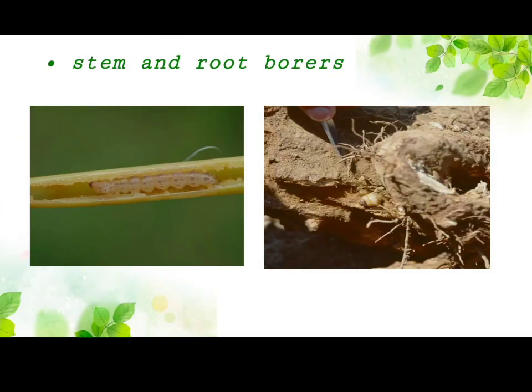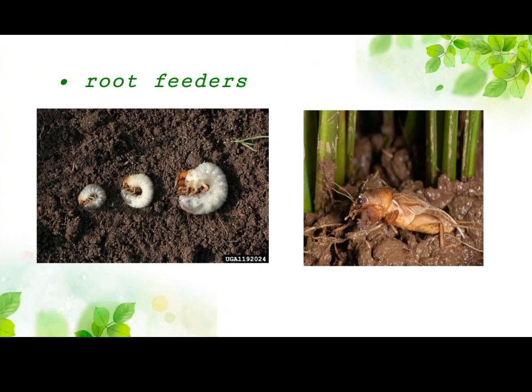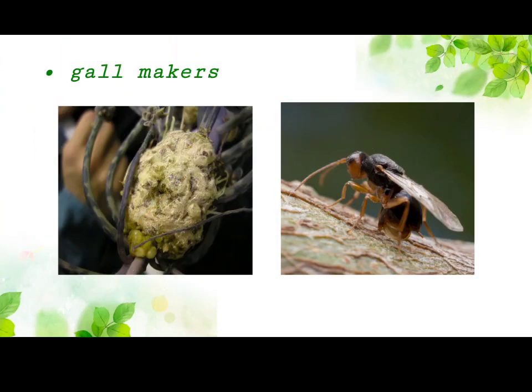Stem and root borers. They are pyralid larvae and cerambycid larvae. They feed upon tillers and cause dead hearts or drying of the central tiller during vegetative stage and cause whiteheads at reproductive stage. Root feeders. Examples are root grubs and mole cricket. But these pests can also be used as biological control agents against invasive species.